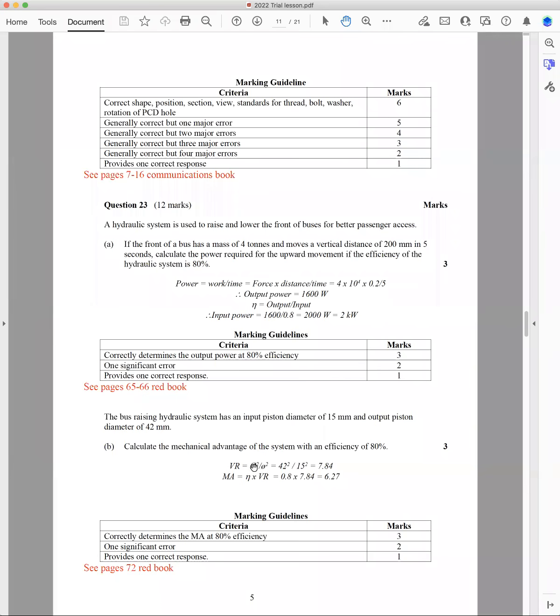Remember again that the big bubble floats on top. And so that's 7.84. Velocity ratio, remember, doesn't vary with efficiency because it's a velocity, or it's a distance if you take time as the same. And mechanical advantage equals efficiency times velocity ratio. And so the mechanical advantage of this hydraulic system is 6.27.